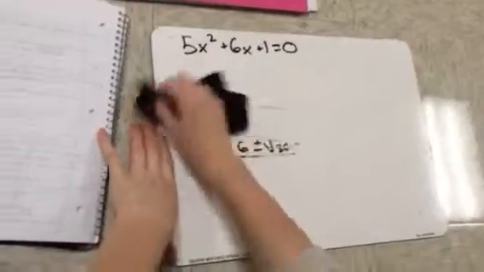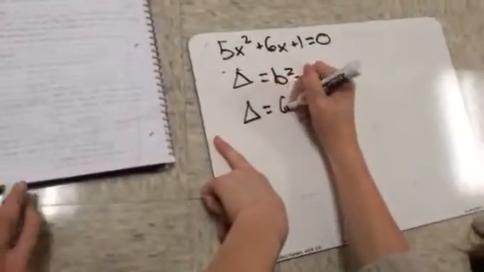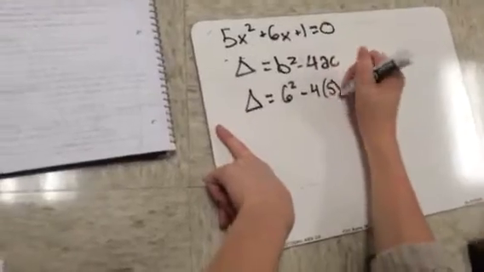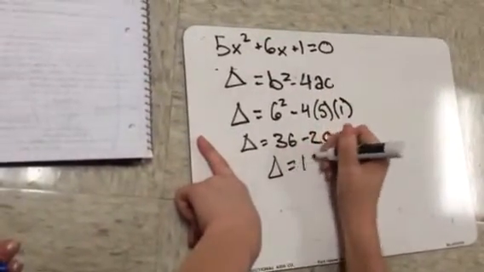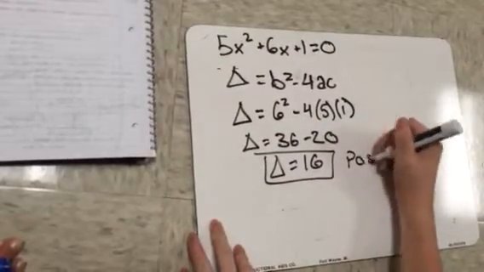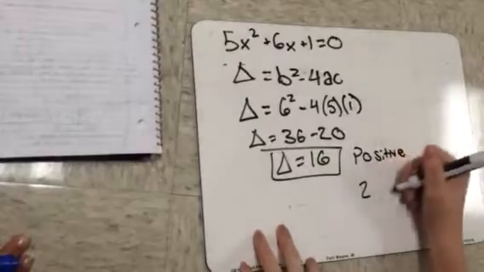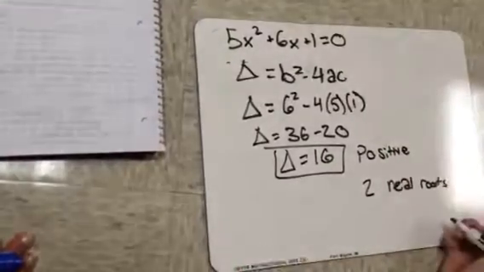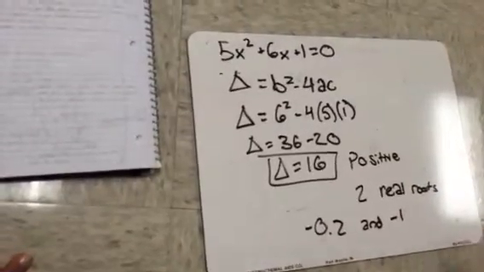Okay, so now we're going to quickly go back to the same example from earlier where we solved with the quadratic formula. And now we're going to find the discriminant of this quadratic. We know our formula is the discriminant equals b squared minus 4 times a times c. So for this one, the discriminant equals 6 squared minus 4 times 5 times 1. That equals 36 minus 20. So our discriminant here is 16. 16 is positive, so that means it will have two real roots. This makes sense because when we did our other problem, our answers were negative 0.2 and negative 1. These are both real roots.